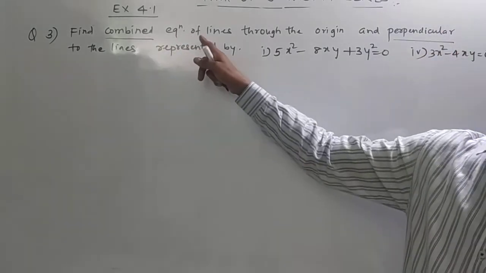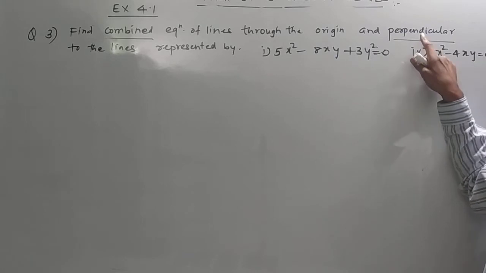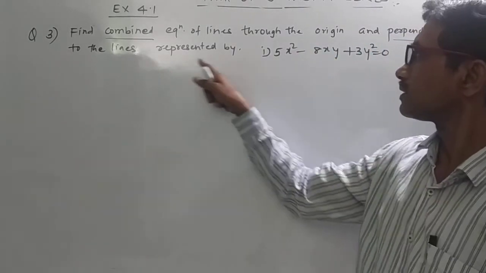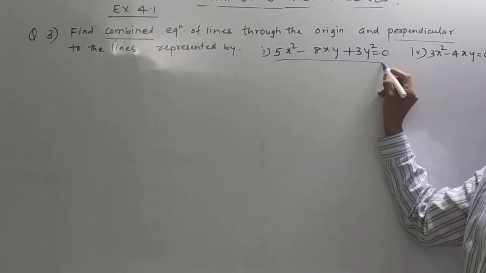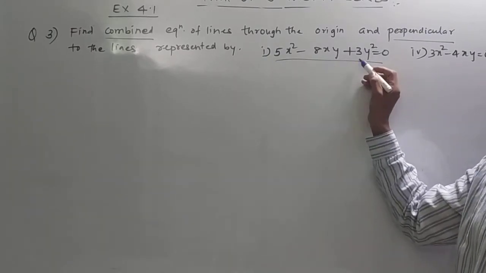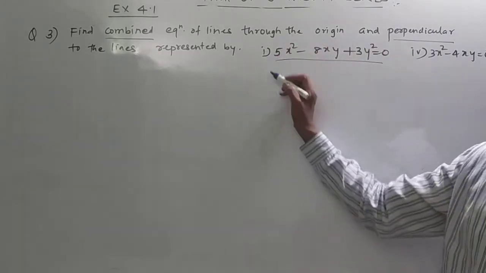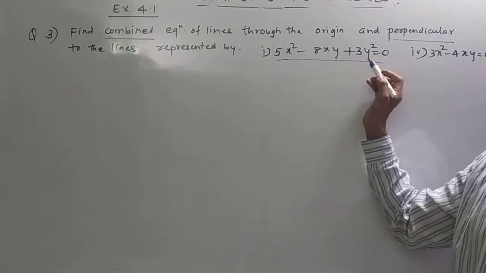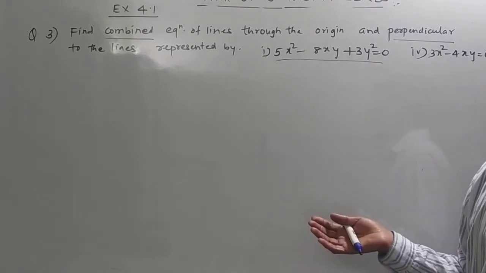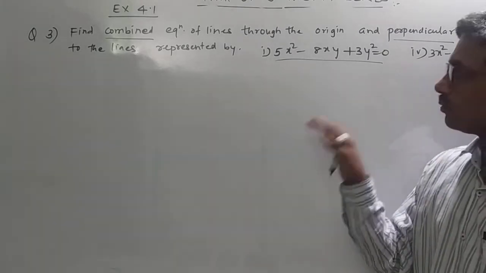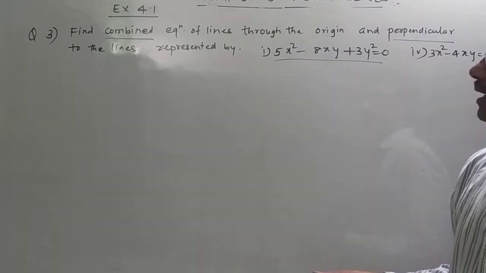Find combined equation of pair of straight line passing through the origin and perpendicular to the line represented by these equations. So equation is 5x square minus 8xy plus 3y square is equal to 0. This is a homogeneous equation of degree 2 in x and y. So this homogeneous equation will represent pair of lines passing through the origin. We have to find the combined equation of the lines perpendicular to those lines.